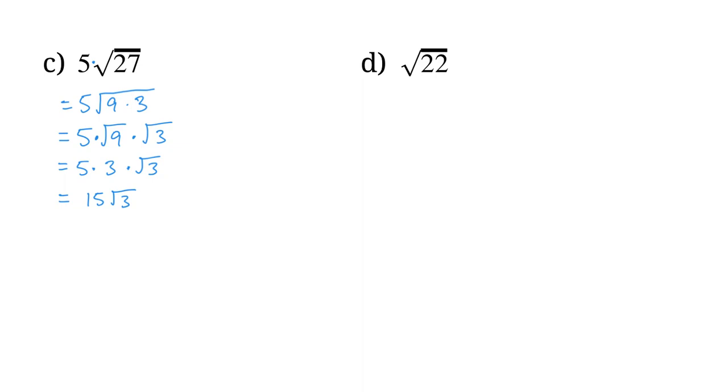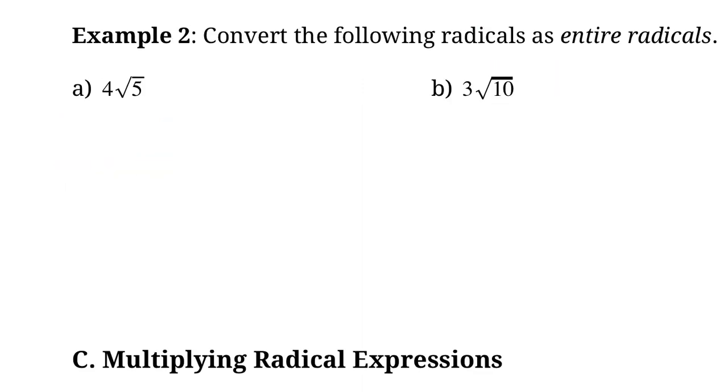Our next example is the square root of 22. Now thinking about our factors of 22, we have 1 and 22, we have 2 and 11, and those are actually all the factors of 22. None of those factors are perfect squares, so we can't actually simplify this any further. So this is done.